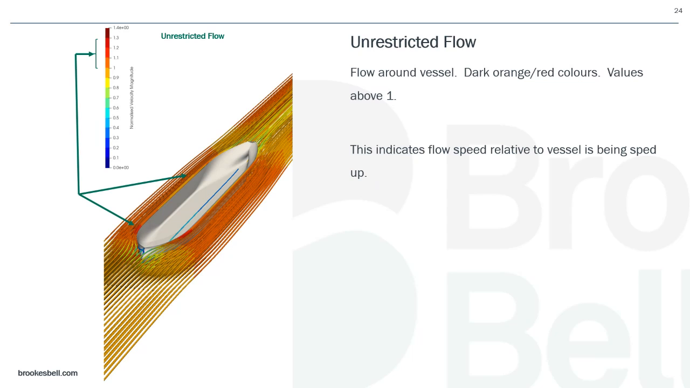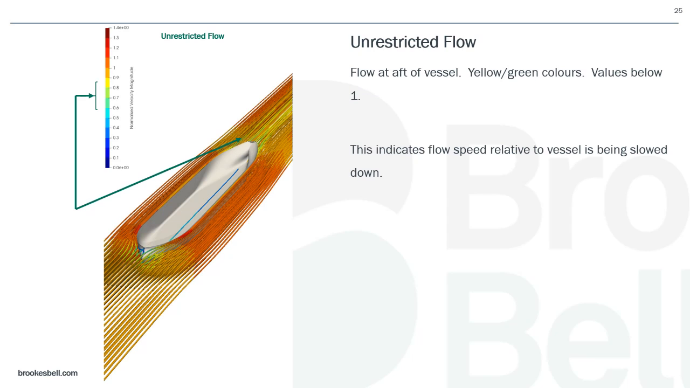As we come further along, you notice that it's becoming a dark orange and red in some places. And if we look at the scale here, these are values above 1. And these values above 1 mean that the flow is actually being speeded up, or accelerated, around the sides. Then as we come further towards the aft, it starts to slow down again, and you get yellow and greens, and these are below 1, so it shows the flow has been pulled along slightly by your vessel and slowed down.